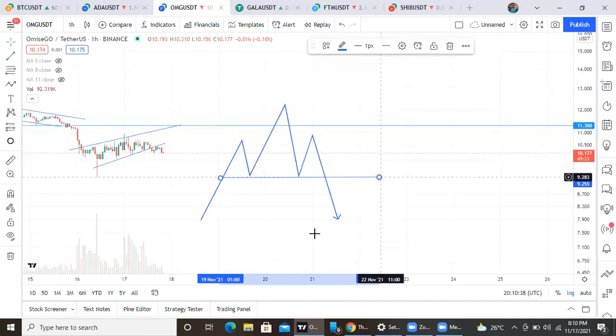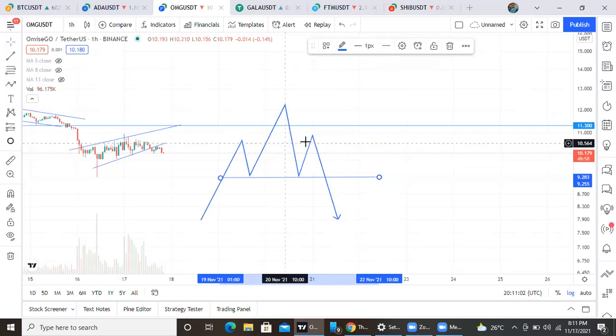Between here and here is what you connect as your neckline. So to confirm a head and shoulder pattern, this neckline must be broken. And after it breaks, you are expecting a retest of this trend line. And that's when you can short the market.